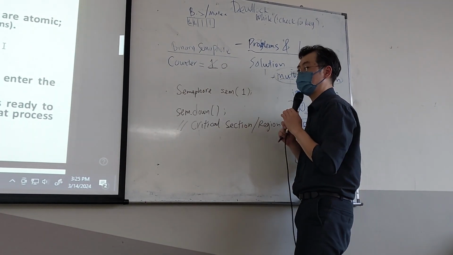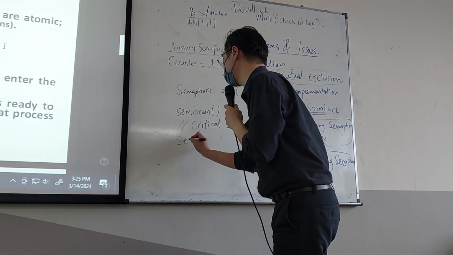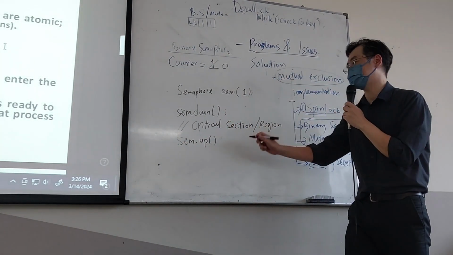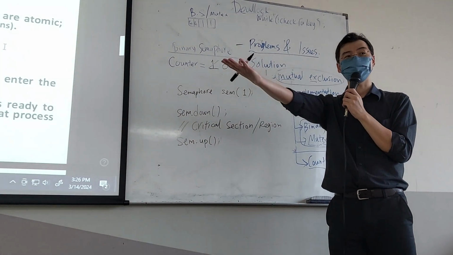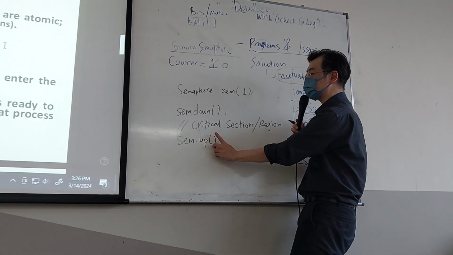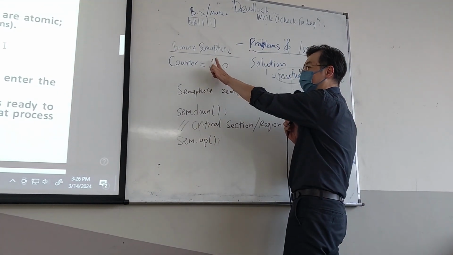Now, when you're done, you do semaphore up. That means from 0, it gets back to 1, because you release the key. You release the key, then you do an up. So now when it does the up, the counter gets to 1.